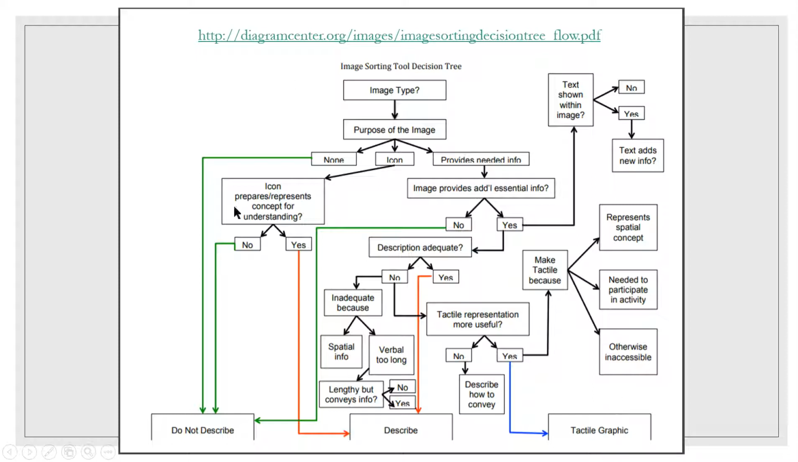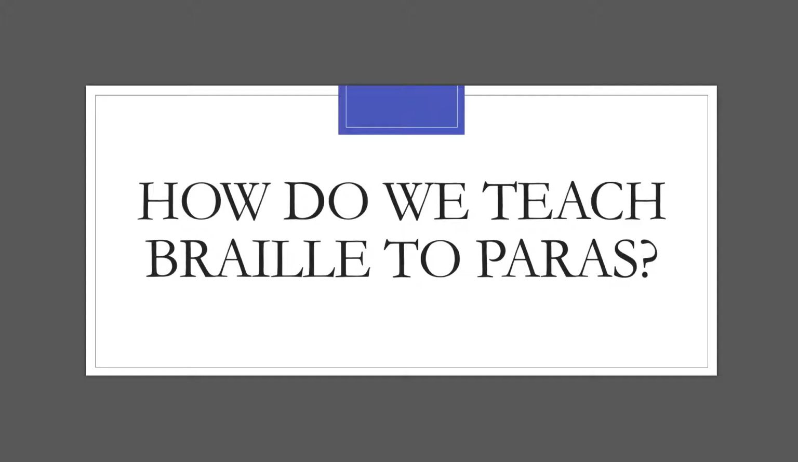So it looks overwhelming, but it's just a nice decision tree to help your paraprofessional decide if they're going to toss the image or icon out the window, if they're going to provide a Braille or verbal description of the image, or if they're going to provide a tactile graphic or chart or whatever of the image that you see. And so we have concluded our section on the Para Packet.